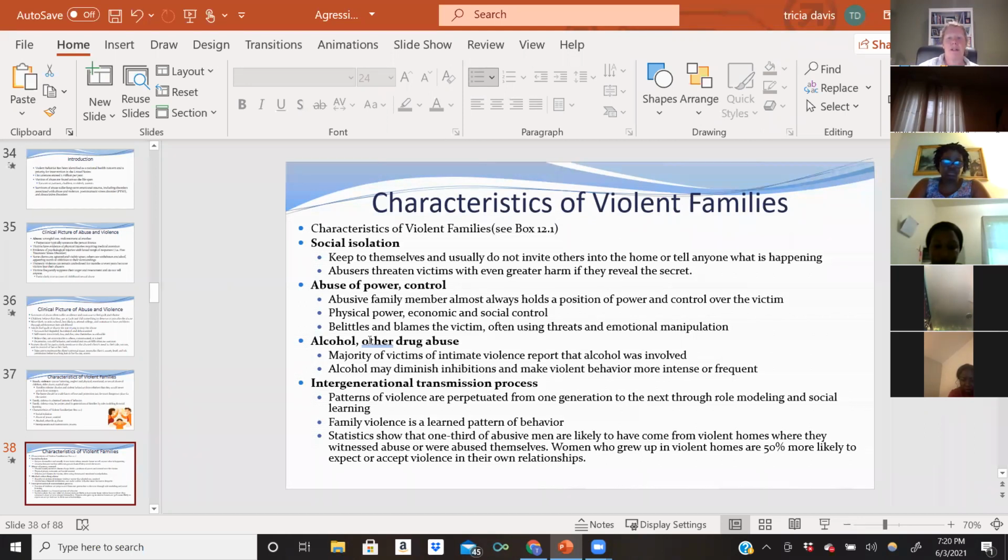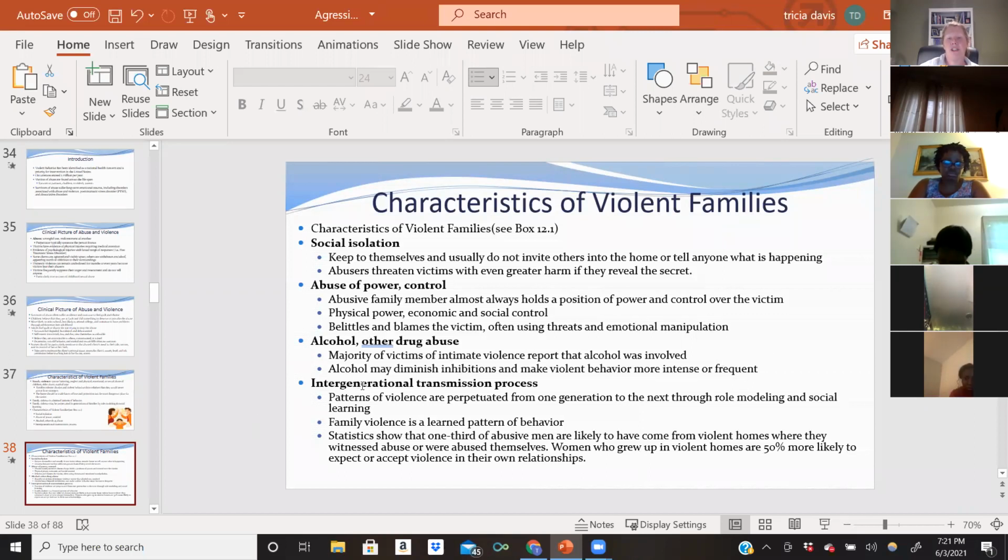We said there's the possibility for alcohol and or drug use. The majority of victims of intimate violence report that alcohol was involved. Alcohol may diminish your inhibitions and make violent behavior more intense or more frequent.